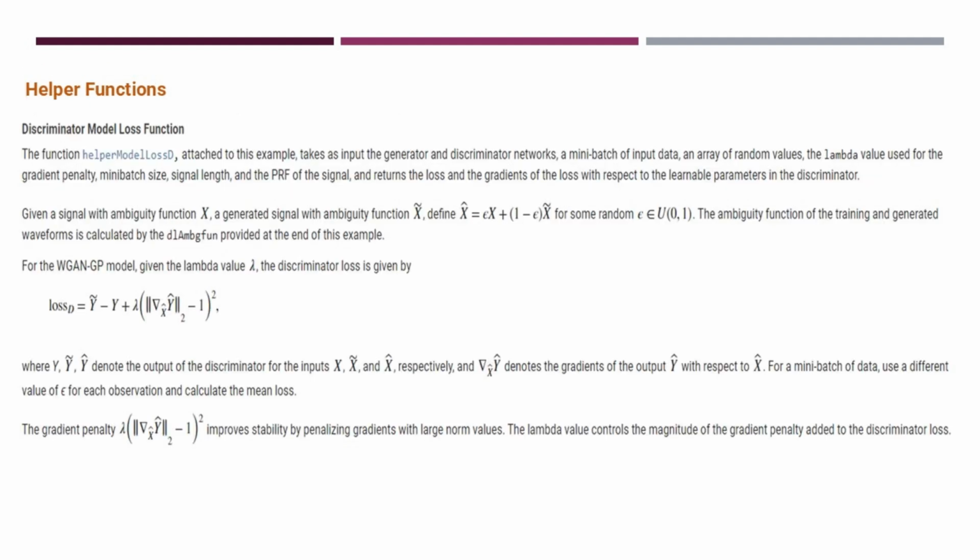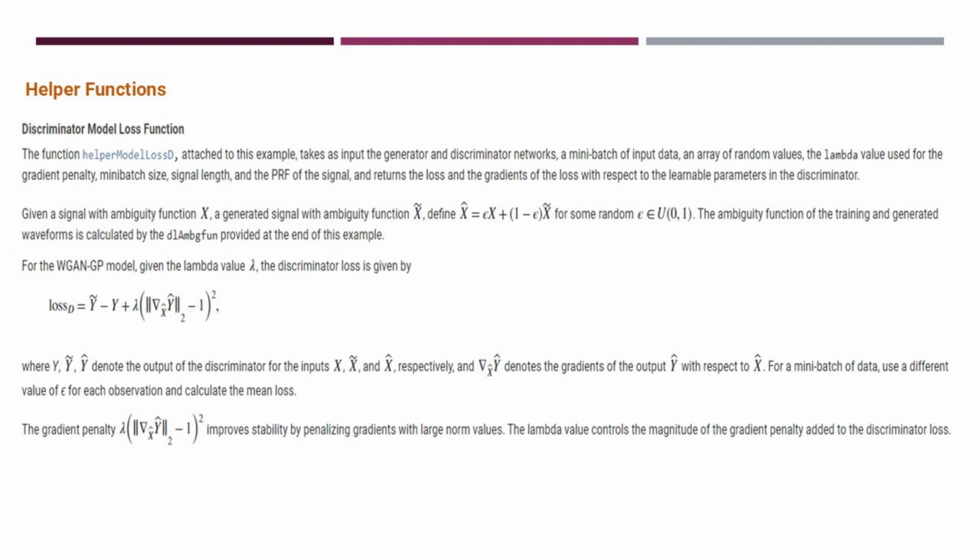Here is the summary of helper functions and the discriminator model loss function. Purpose: the helper model loss D function calculates the loss and gradients for the discriminator network in a Wasserstein generative adversarial network (WGAN-GP) model. Inputs: generator and discriminator networks, mini-batch of input data, array of random values, lambda value for gradient penalty, mini-batch size, signal length, signals PRF, pulse repetition frequency. Outputs: loss value, gradients of the loss with respect to the discriminator's parameters.